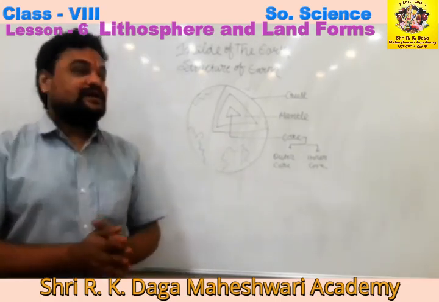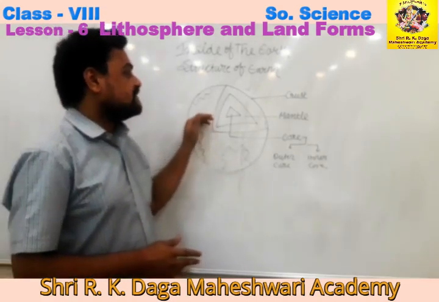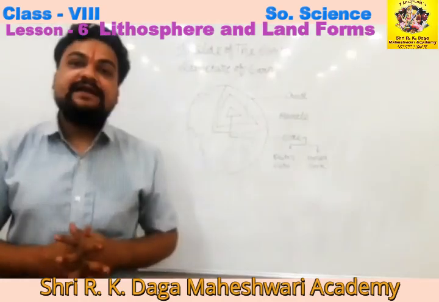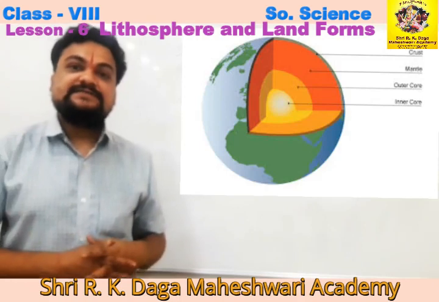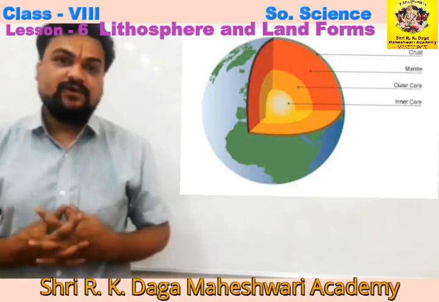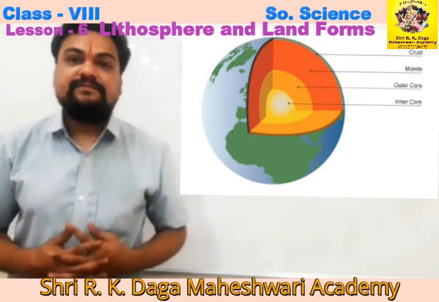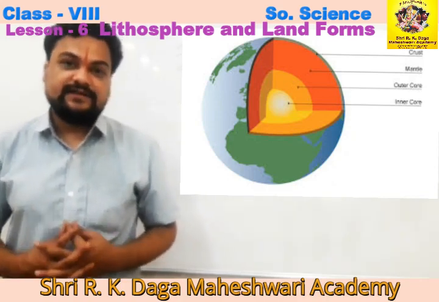Now we talk about our second layer of earth, the mantle. Mantle. It is the middle layer of the earth. It lies between the crust and core. Mantle contains 16% of the volume of the earth.